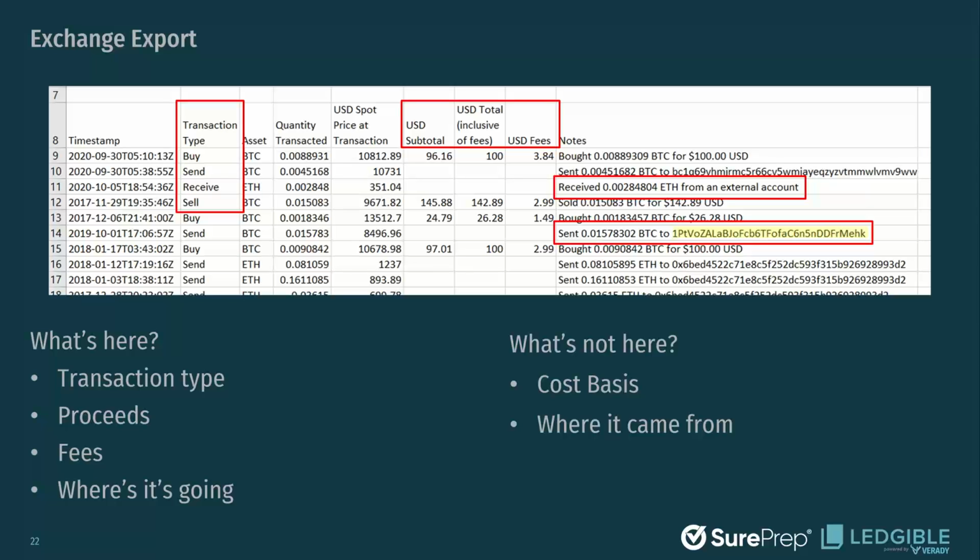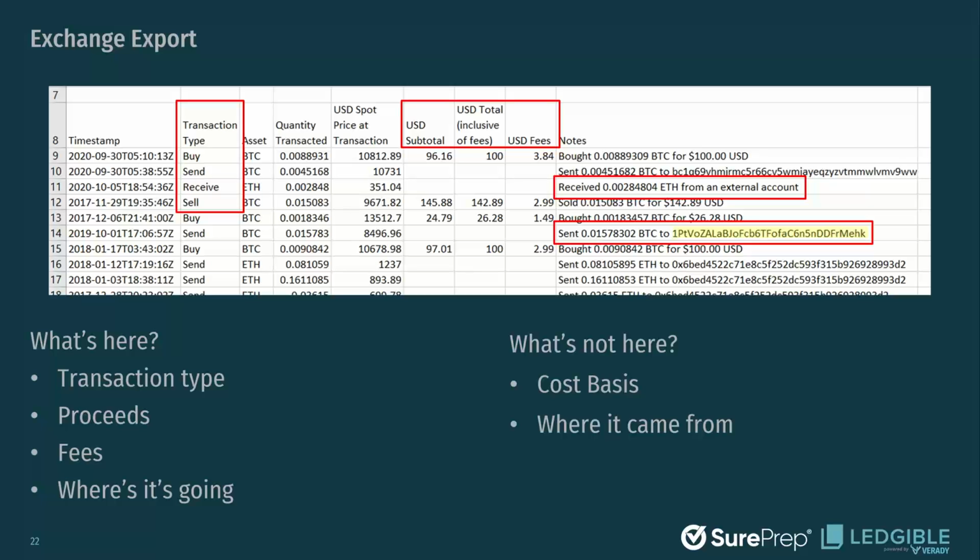Now, there's a couple key things that we're not seeing here. We're not seeing any information really about cost basis. If it stayed on the exchange, I do know, okay, this was purchased, and I know what was paid, and I know any of the fees. But if anything happened outside, so for instance, this row 11 here, we can see that we received a little bit of ETH from an external account. So we have no idea where it really came from, and we have no idea what the basis would be on that ETH if our client were to sell it or do a different transaction on it inside the system. And so for that, we've got to start digging a little bit deeper.